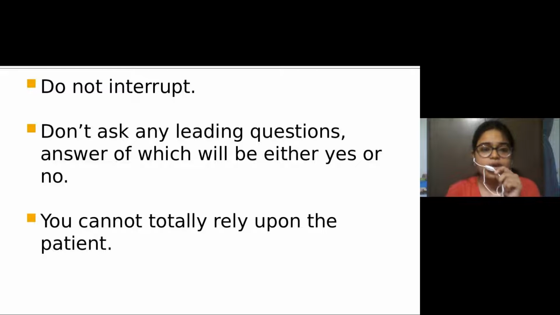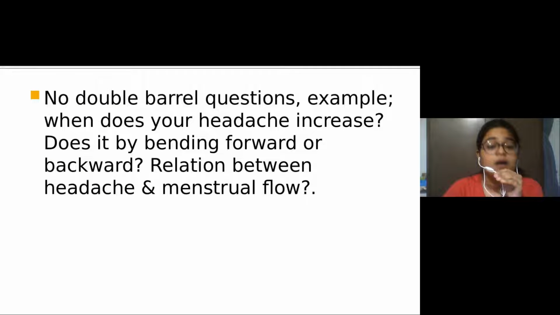You cannot totally rely upon the patient because hypersensitive and hypochondriac patients exaggerate the symptoms. So we cannot totally rely upon the patient. We should take symptoms from the attendant and also from our own observations.